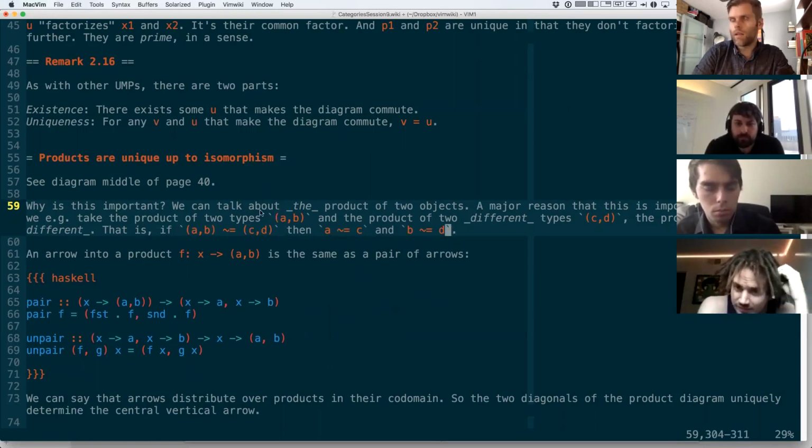And so that allows us to reason compositionally, or sort of homomorphically, through products, right? So if we can reason about the elements of the products, then we can also reason about the products.